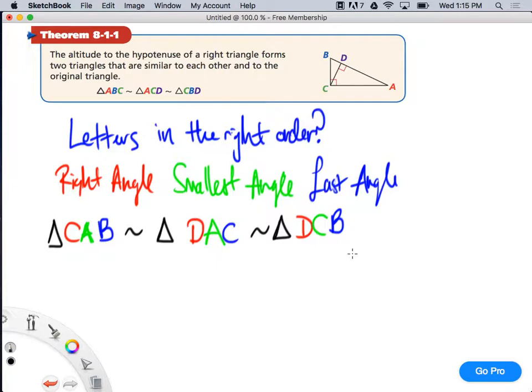All right, CAB, DAC, DCB, that's a similarity statement. Does that make sense? Okay.